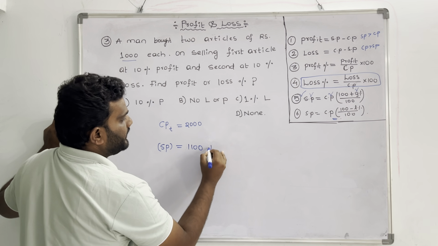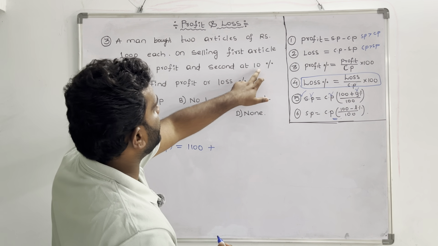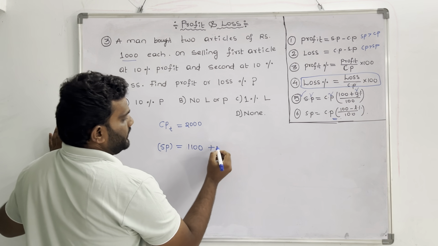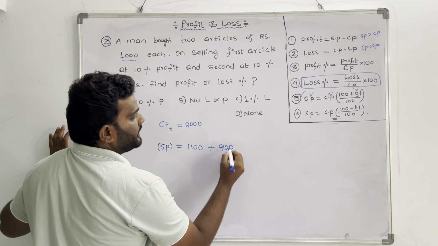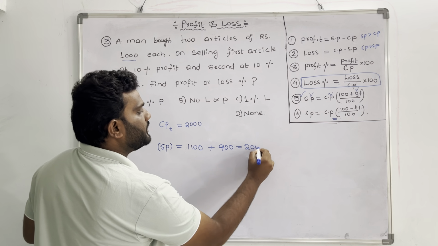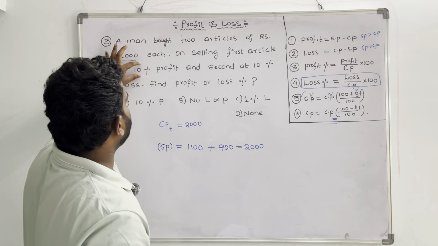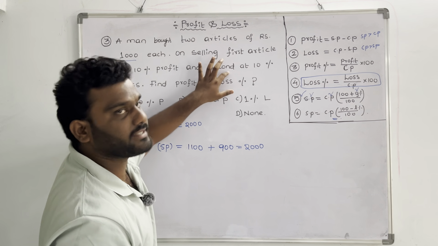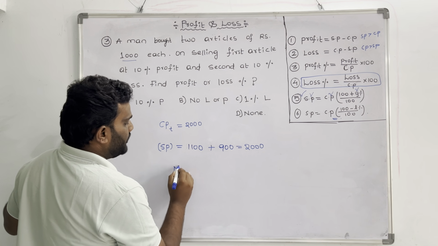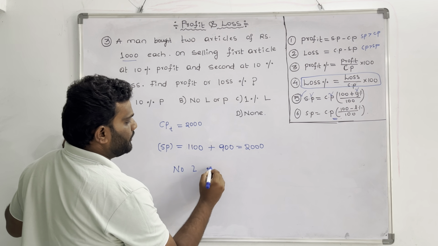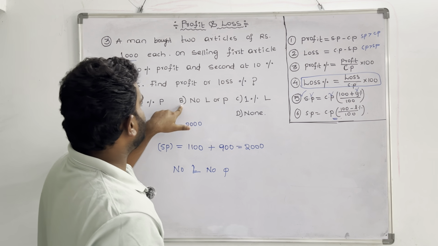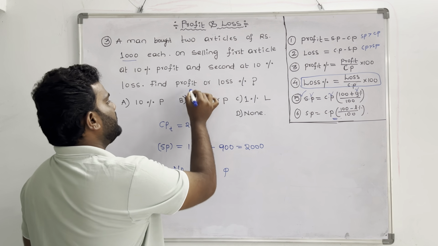And on the second article, 10% loss on the 1,000 means 900, since 100 is lost. Now add these two, again 2,000. If the percentages of profit and loss are the same and the cost prices are equal, then there will be no loss and no profit. So which is the correct answer? Option B is the correct answer.